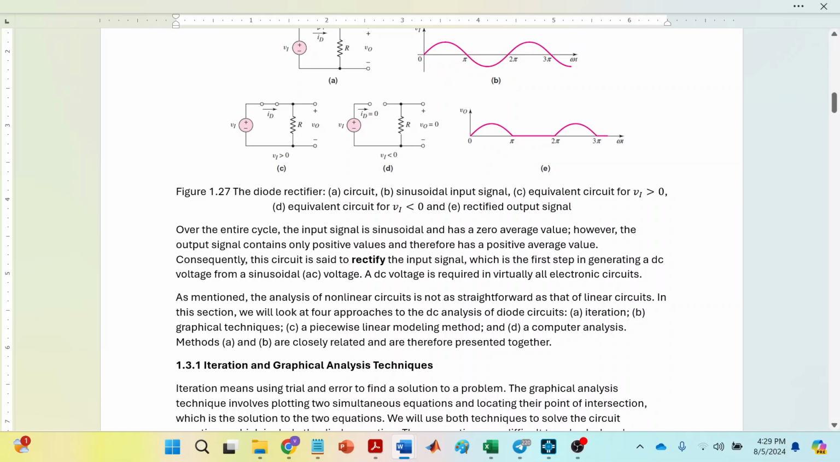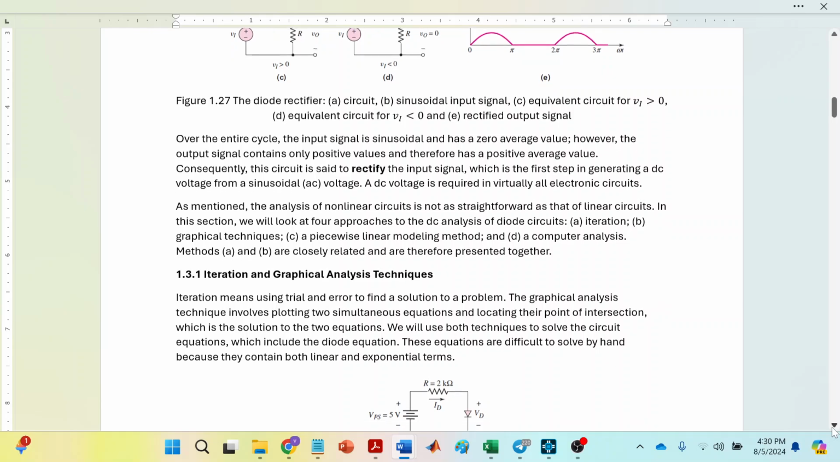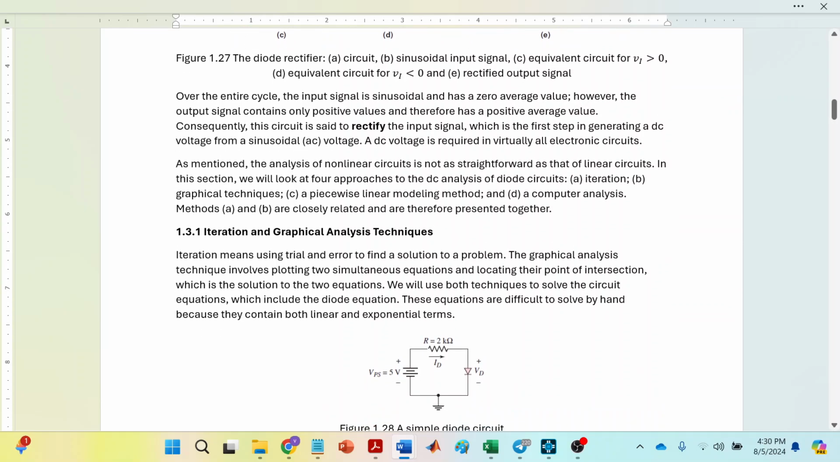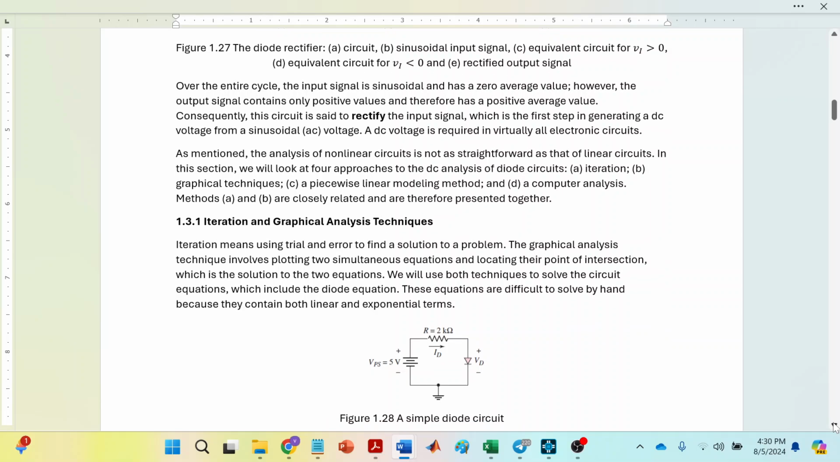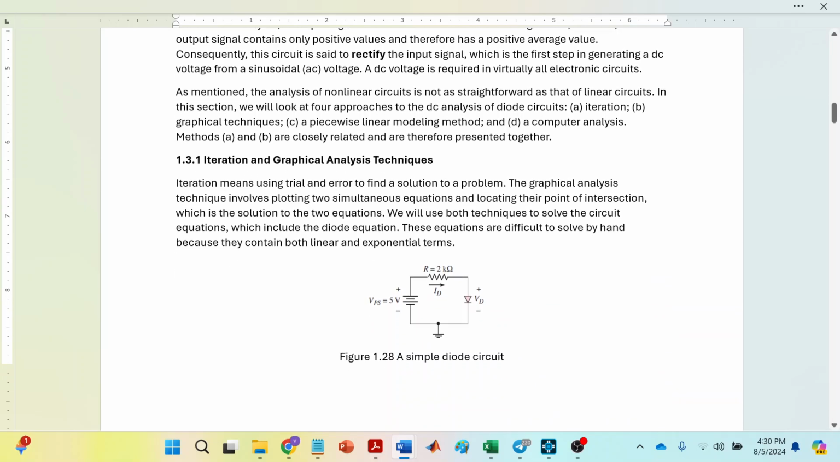So we are going to be looking at 4 approaches that we can use to do the analysis. One is iteration, the second is graphical techniques, and the piecewise linear modeling and piecewise computer analysis. So we start with the first one. We're going to do the iteration and the graphical analysis together as they go hand in hand. So the iteration method is simply a trial and error method to solve a problem.